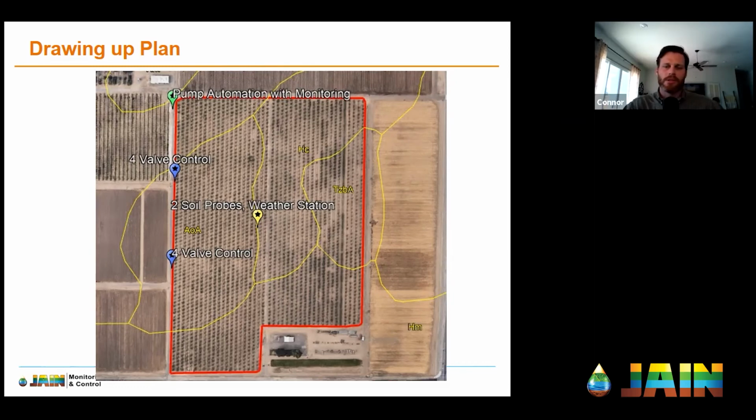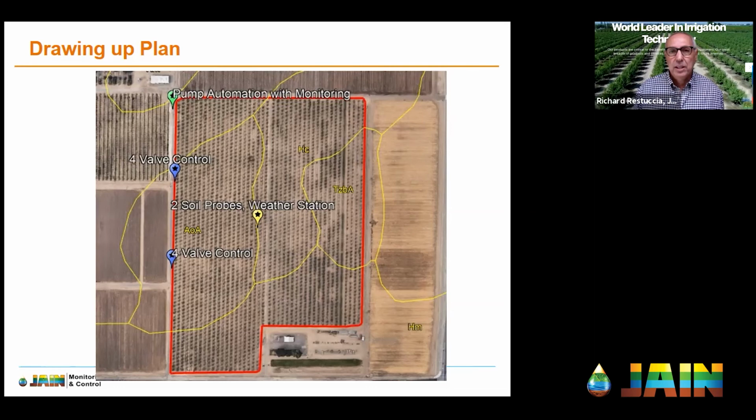Yeah, that's a great question. That is correct. So any device that is connected to a C3, we can set an alert off of. So high pressure, frost alerts, malfunction, soil moisture levels, we can set an alert.